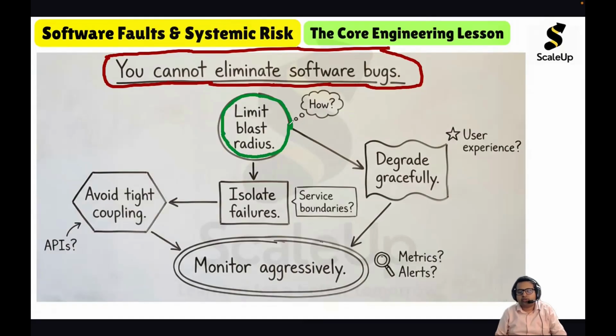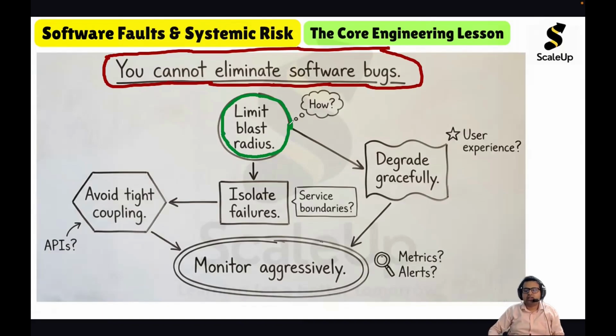We should make use of cellular architecture, wherein we are dividing our infrastructure into cells, like customer group A, customer group B. Now, any problem with the hardware, only customer group A will get affected. Only that cell will get affected. So that is limiting the blast radius.